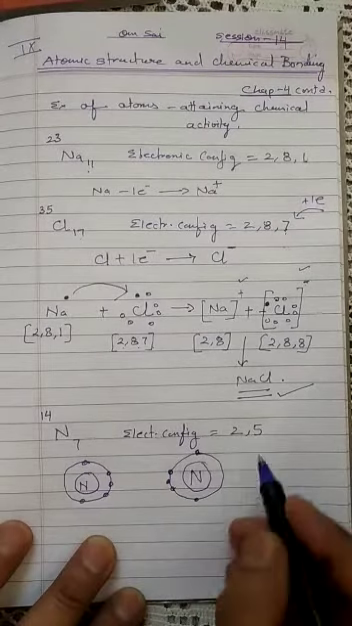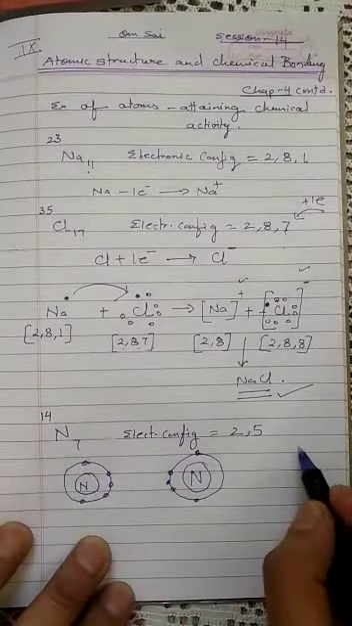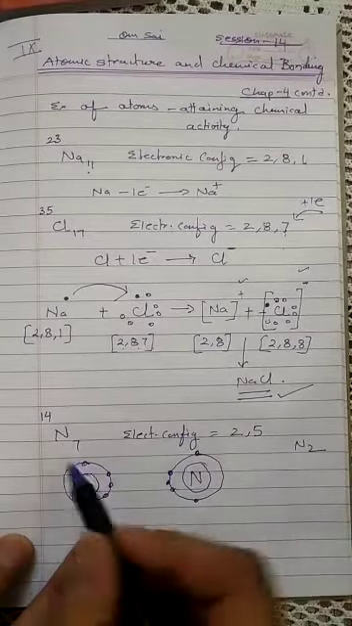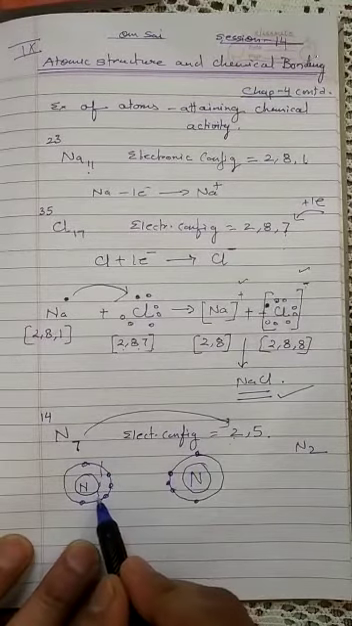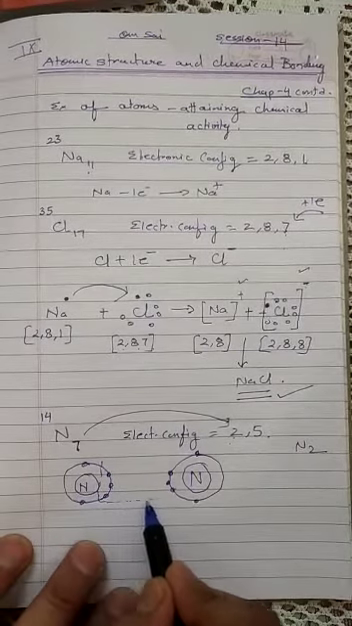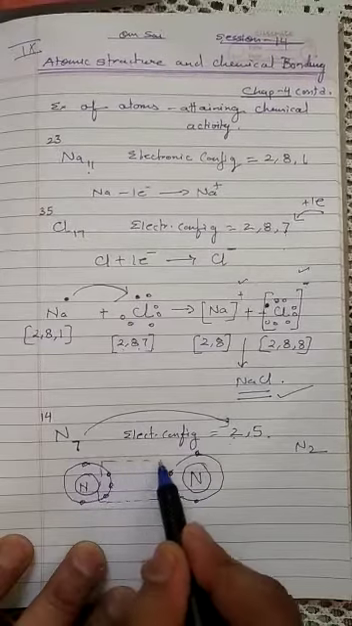Now how will nitrogen form its molecule N2? Nitrogen has atomic number 7, so proton will also be 7 and electron will also be 7, and this is the electronic configuration of nitrogen, 2 and 5. So 5 electrons will be in its outermost shell. The other atom will also have 5 electrons. So what will happen? This 5 means it requires 3 electrons to become stable, right?